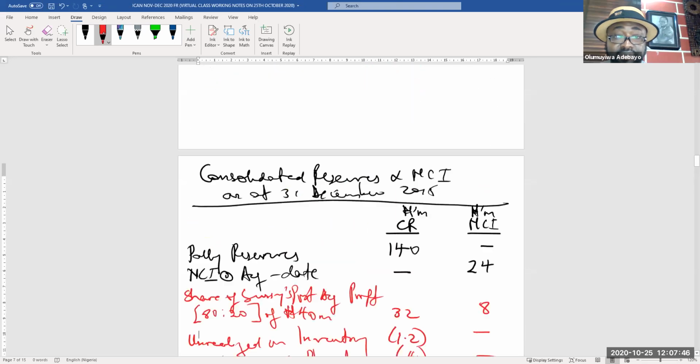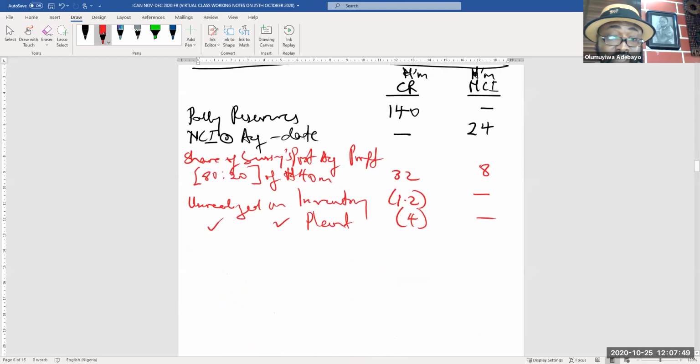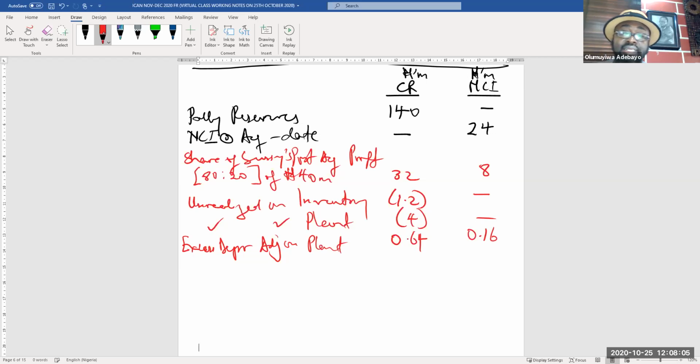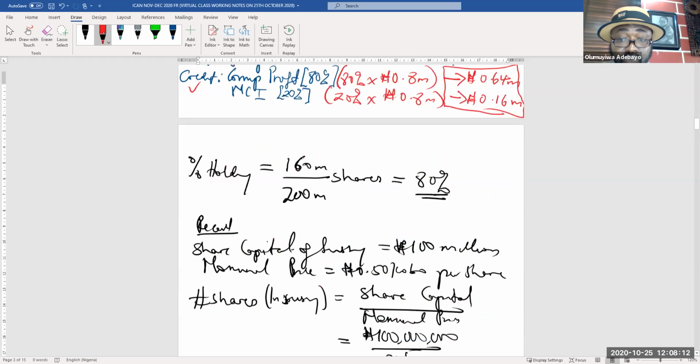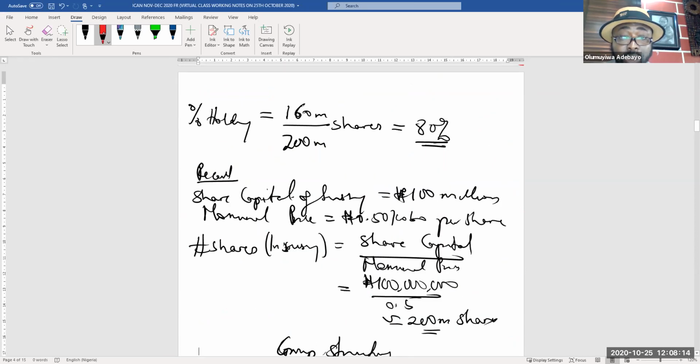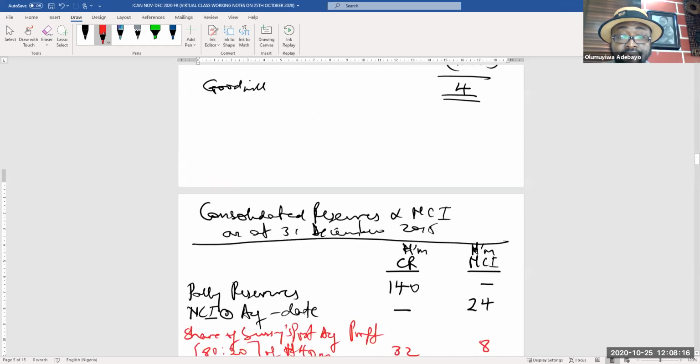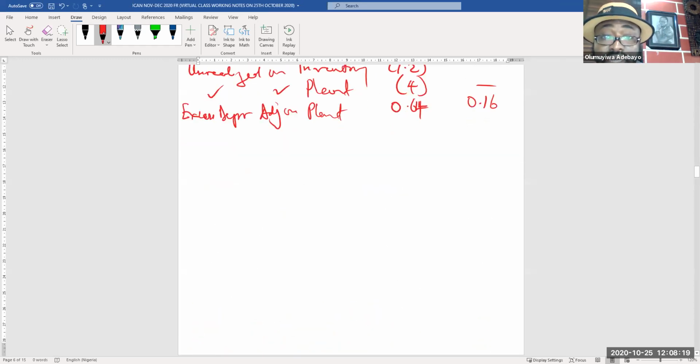Therefore, I'll come here. Adjustments: excess depreciation adjustment on plants. Remember, I'm told to credit. Credit means add to both NCI and to the parent. Which other adjustment is left? There is none left. Okay, all things being equal, I can sum this up.